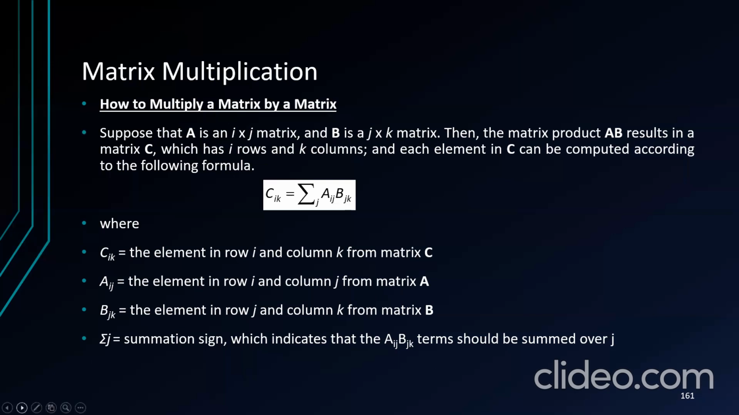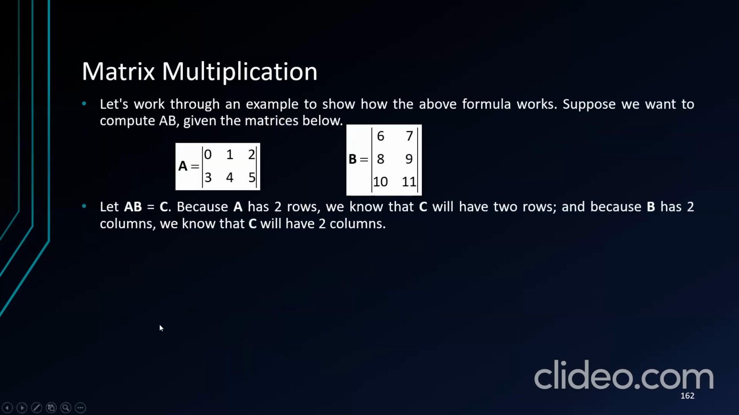Example naman tayo. So let's walk through an example to show how the above formula works. Suppose we want to compute AB, given the matrix A as 0, 1, 2, 3, 4, 5. Ganyan daw ang pagbasa. Matrix B as 6, 7, 8, 9, 10, 11, which is a 3 by 2 matrix. And let AB is equal to C. So because A has 2 rows, we know that C will have 2 rows. Okay? And because B has 2 columns, we know that C will have 2 columns. Yan na instruction kanina.